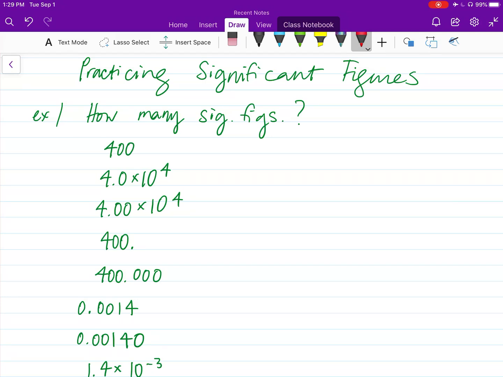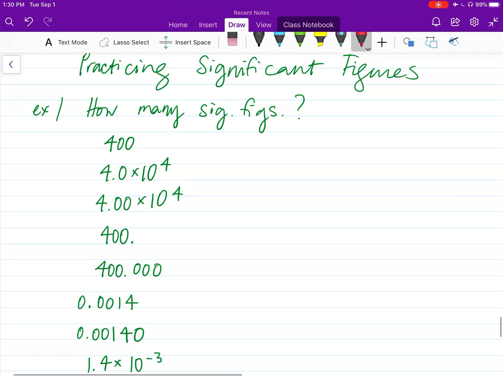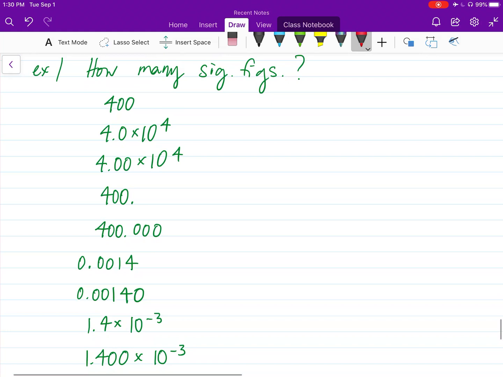All right, so in this lecture, we're going to do some practice with counting up significant figures and also with accuracy and precision. So first, let's practice counting significant figures. How many significant figures are in each of the numbers here? So the key is to look at the zeros.